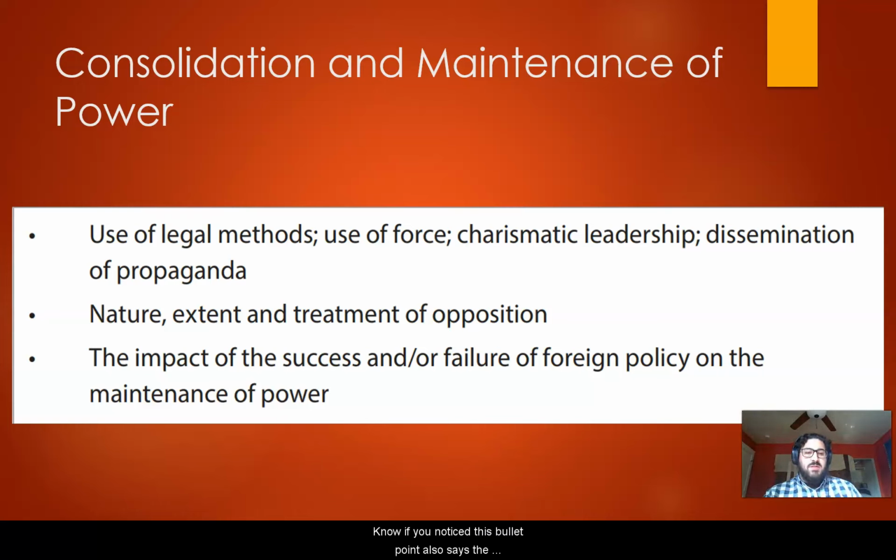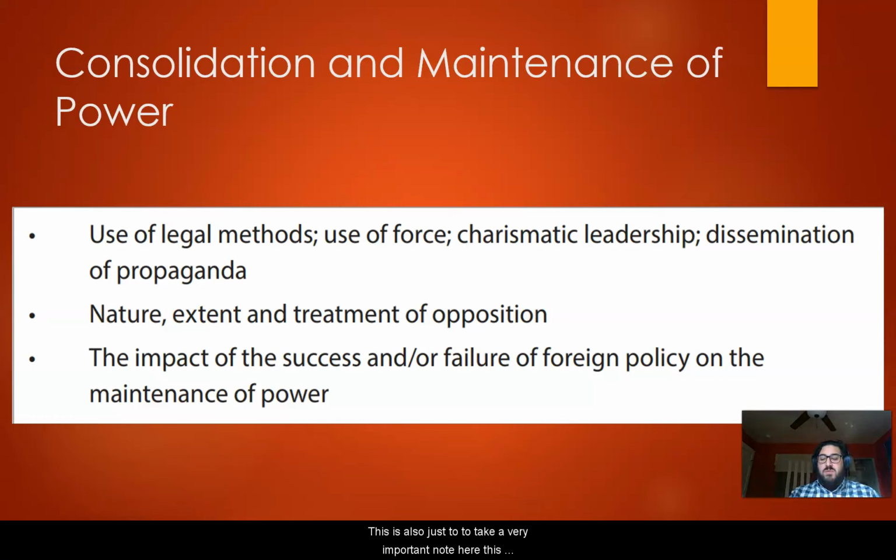Now, if you notice, this bullet point also says the success and or failure. You're going to have to decide whether the successes of these policies, or the results of these policies, helped Hitler stay in power, or if it hurt his government, which is a really tricky thing when we think about how we're going to analyze this, because something could be very successful in terms of Hitler's growth and invasion of another country, if you will, but ultimately later on down the line be an ultimate failure because he loses power, he loses his government or his ability. That is something you will have to analyze, and we're going to talk about this in class and debate on the lasting extent of his foreign policy.